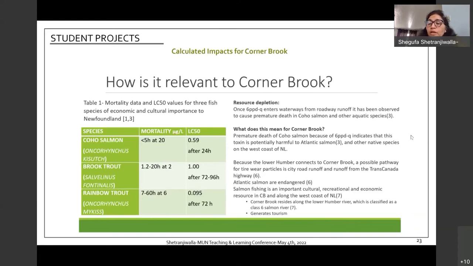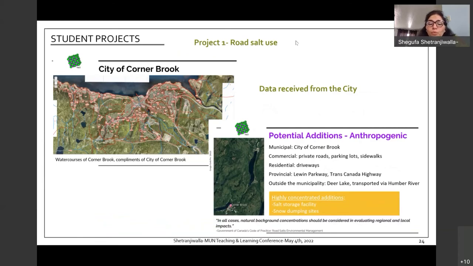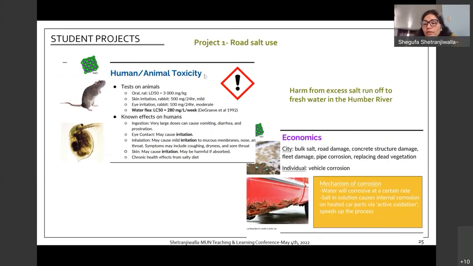For the other, road salt use, the city data was used very well, but the city was able to provide waterways and watercourses or tree cover in Corner Brook, and the students were able to use that and find out what areas in the city were being salted, what had the easiest access into the Humber River, and what that meant from the storage facility and the dumping sites. So all of that data received from the city helped inform the analysis to then look at the toxicity of excess salt in our waters as runoff into the Humber River, and what it would mean for our waterways, and what it would mean for the economy of our city, Corner Brook, in terms of corrosion, etc., especially for vehicles. So that was another aspect the students really worked well with.